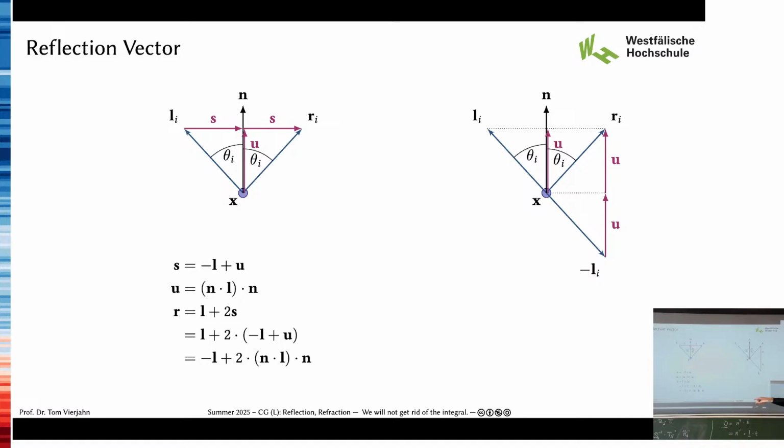Just be careful. This is an L, the vector from the intersection towards the light point, and you have the direction from the eye to the intersection. But it works the same.